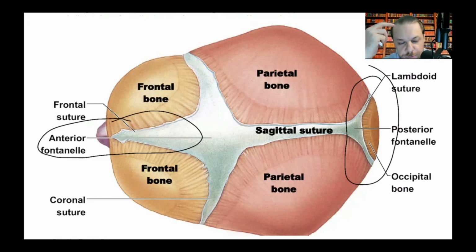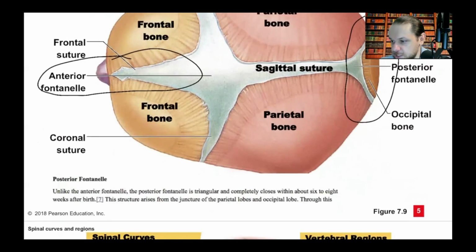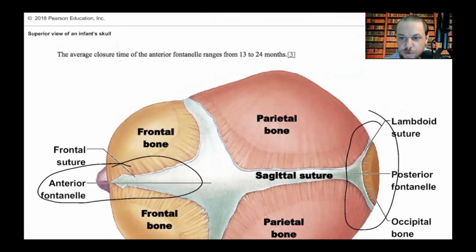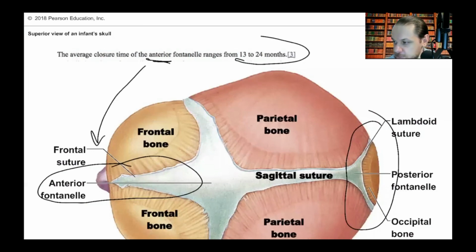However, hydration is also important. If the baby is, let's say, dehydrated, went through a lot of diapers, you may have sunken fontanelles, sunken anterior fontanelle, sunken posterior fontanelle. The different books give you different ranges in terms of closure. One study that I saw said the average closure of the anterior fontanelle, which will be this fontanelle here, is estimated between 13 and 24 months.